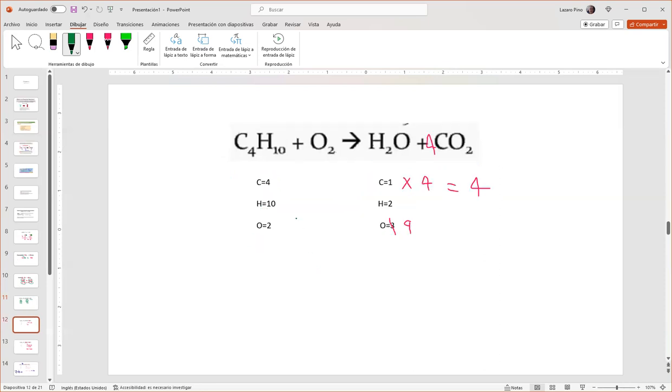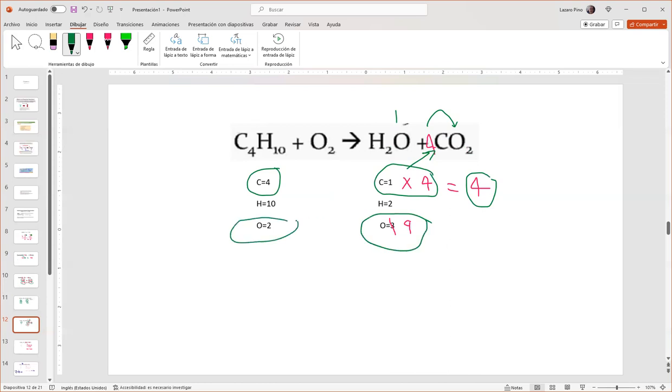What are we going to do? Well, we multiply the carbon by 4, so you put a 4 in front of carbon dioxide, and now you have 4 carbon and 4 carbon. But this also affects the oxygen. Then you will have 4 times 2 is 8, plus 1 here is 9, while you have only 2 here in the reactants.